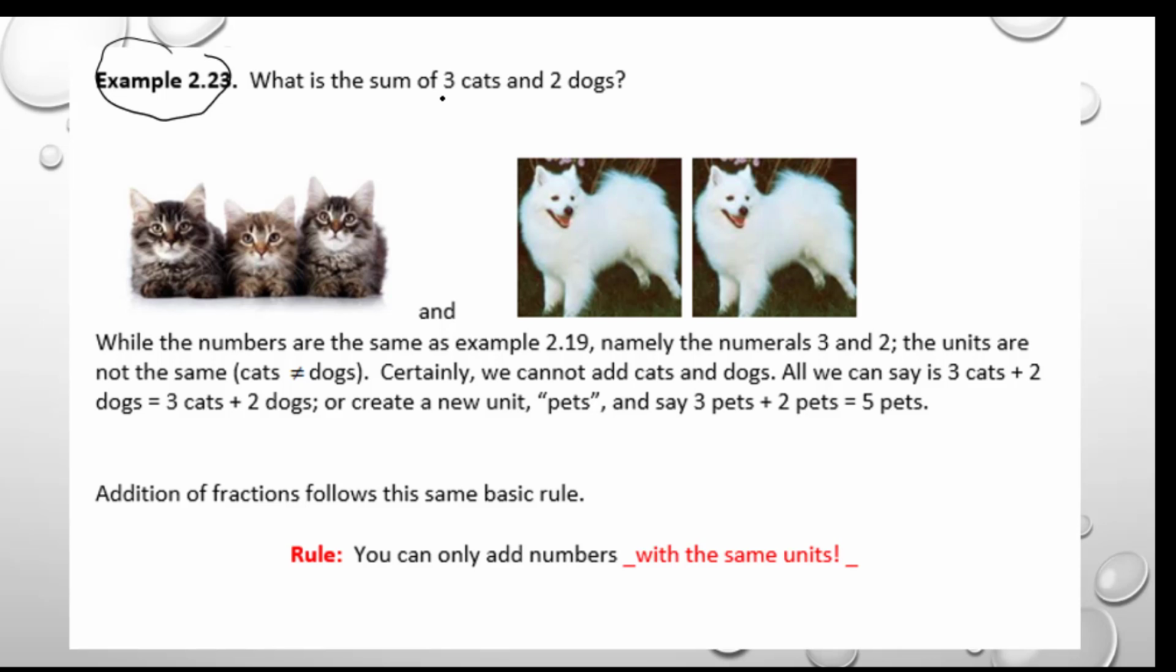What is the sum of 3 cats and 2 dogs? Okay? Now, while the numbers are the same as our previous example, in other words, 3 alpacas plus 2 alpacas, the units are not the same. Cats do not equal dogs. We cannot add cats and dogs. All we can say is 3 cats plus 2 dogs equals 3 cats plus 2 dogs. Or create a new unit, pets. And then we can say 3 pets plus 2 pets is 5 pets.